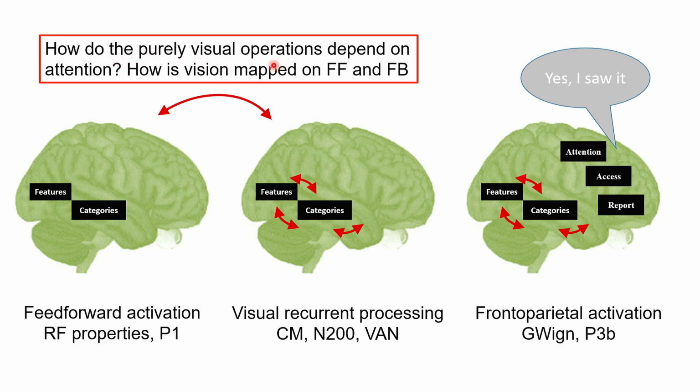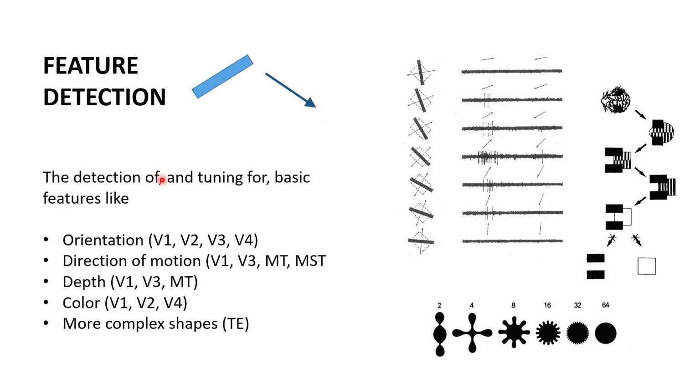How do these purely visual operations that are supposed to happen here, independent of attention, access, and report, for one thing, how are they mapped on feedforward and feedback, but also how do these depend on attention? So let's have a look at those. Actually, do a crash course in visual physiology, if you like. There are a few visual operations which are of the essence here. The first one being what's called feature detection, and that's one of the hallmarks, one of the building blocks of visual science, you may say.